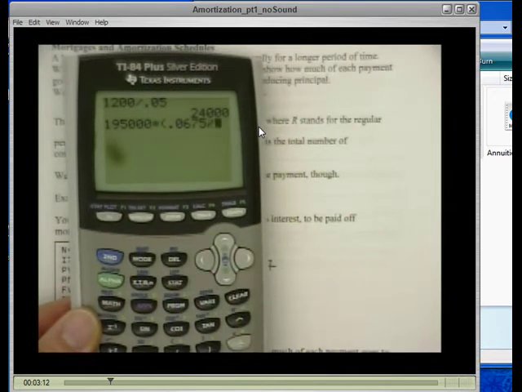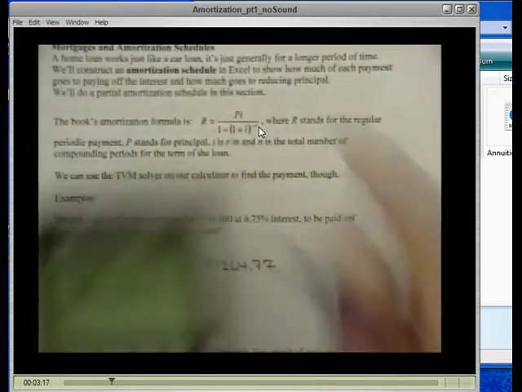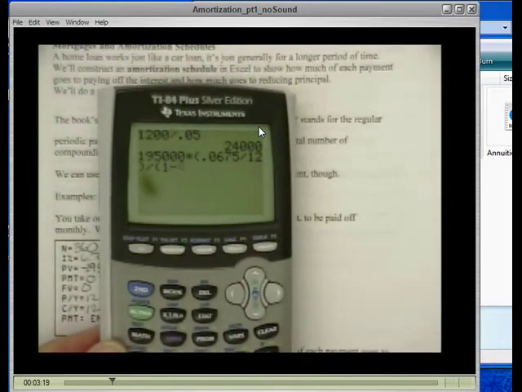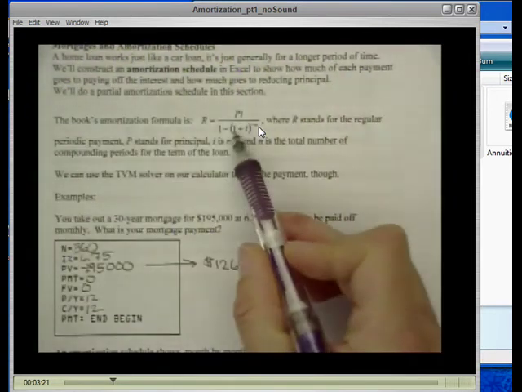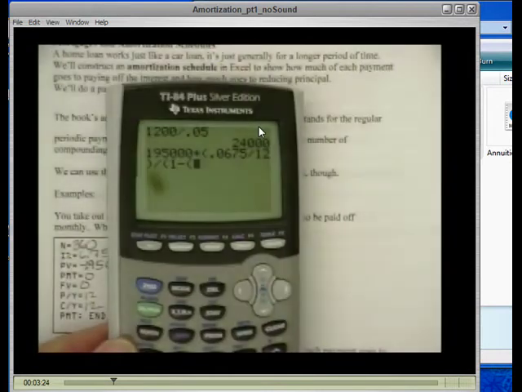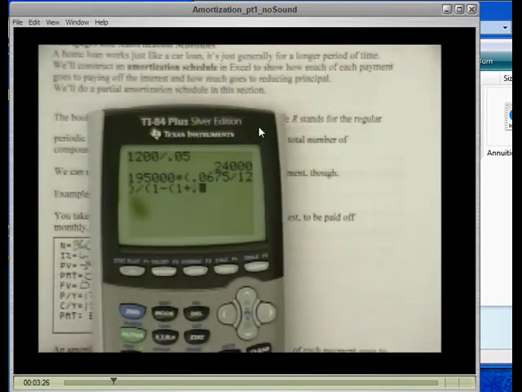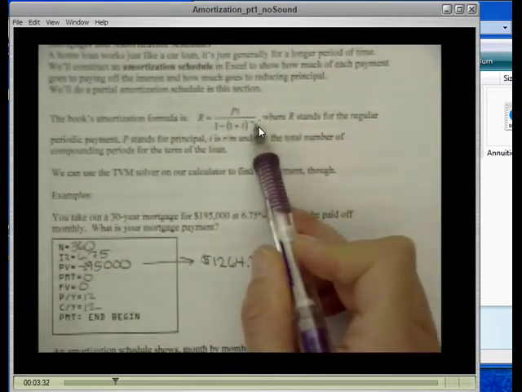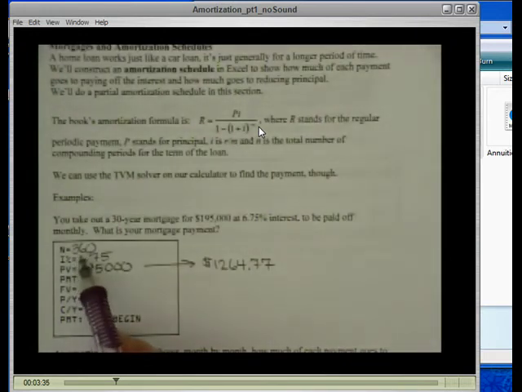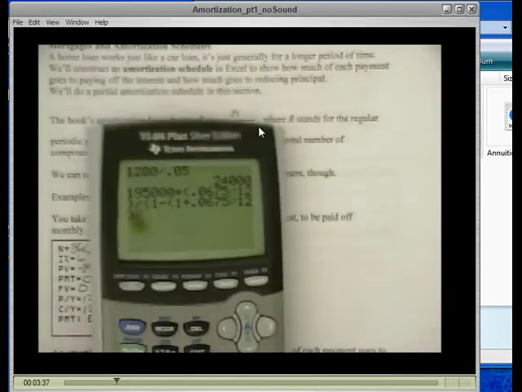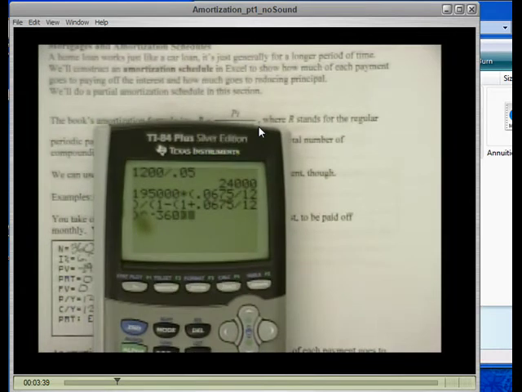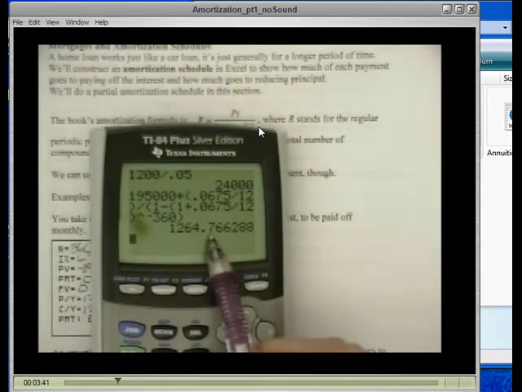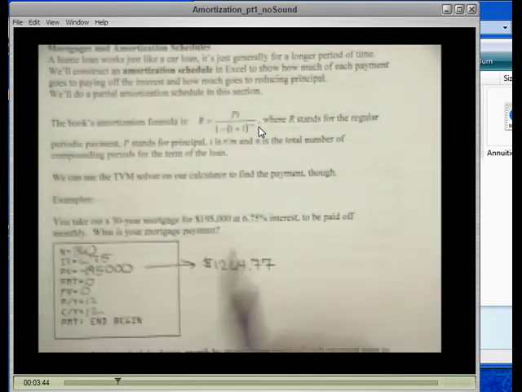So 0.0675 over 12 divided by, and then the denominator needs parentheses, 1 minus, and then parentheses again, 1 plus, and then there's that I again, 0.0675 over 12. And then that parentheses raised to the negative N, where N is the total number of compounding periods, or 360. So raised to the negative 360, close parentheses, enter. And notice you get the exact same thing, 1264.77.